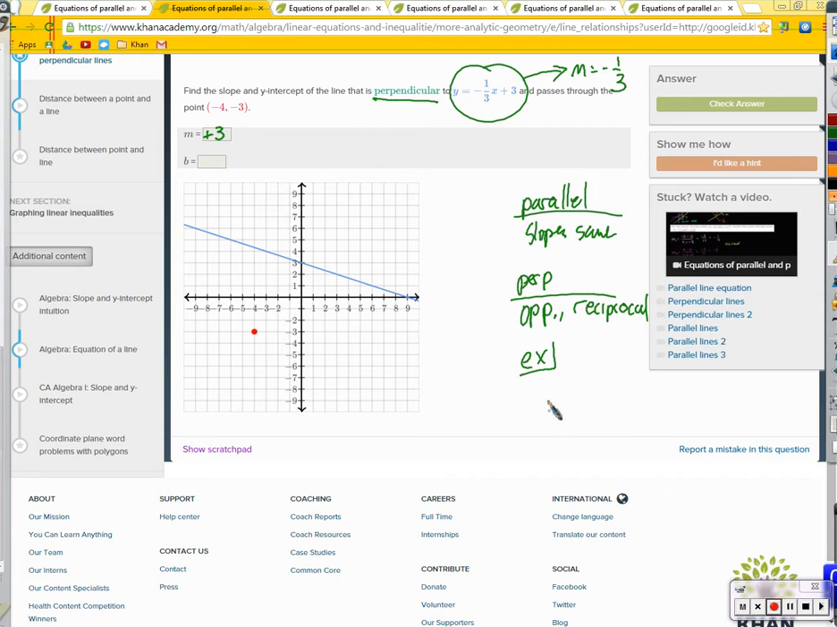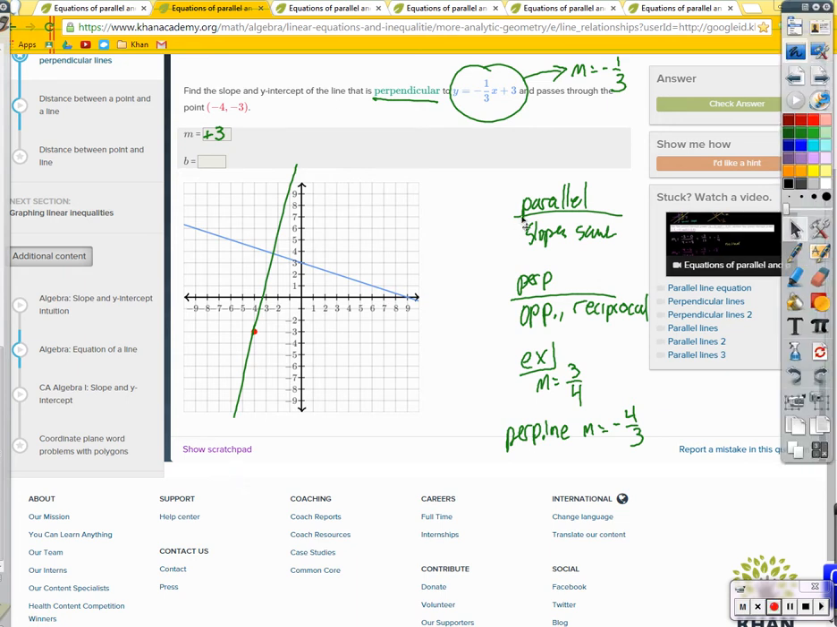Examples are nice. If I have one line that has a slope of 3/4, then the perpendicular line has a slope of what? 3/4. A perpendicular line, a line that's perpendicular to a line with 3/4 slope, would have a slope of what? -4/3. So if I were to quickly try to draw a perpendicular line, that line has to have a slope. What is the slope of this line? No, that was just this example. 3. Right? It could have been a less tricky question.